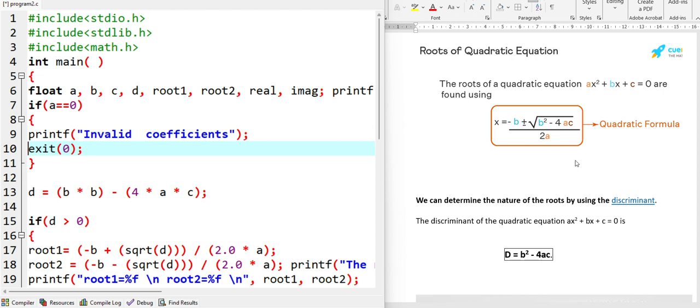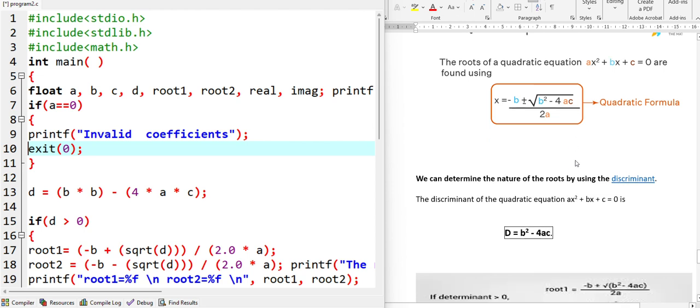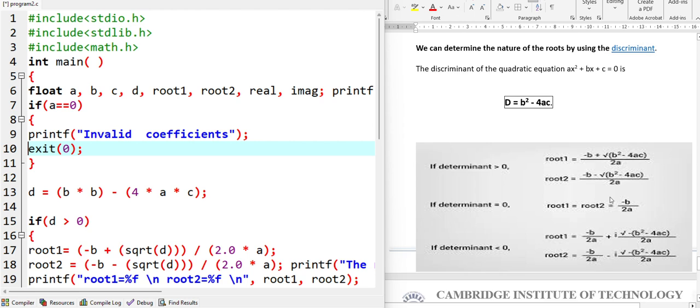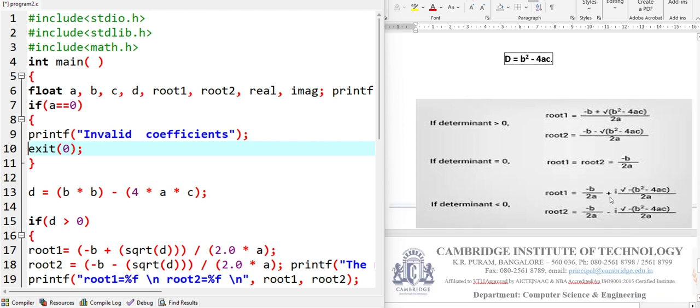Now, these roots depend on the discriminant. So what is the discriminant here? b² - 4ac is called the discriminant. This discriminant decides the nature of the roots. So now let us see the nature of these roots here.